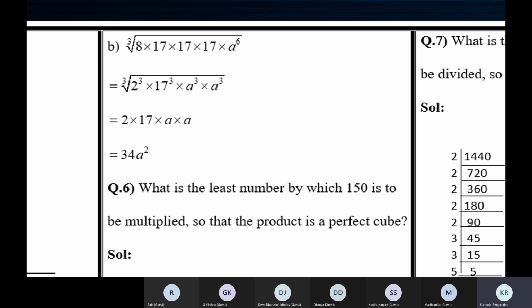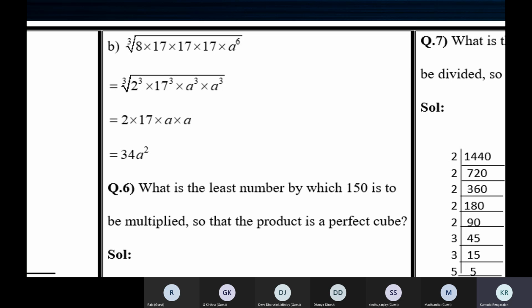What do we get? 150 into 30. What do we get? 4,500, ma'am. Yeah, now do you think 4,500 is a perfect cube? No, ma'am, because it ends with only 2 zeros. A perfect cube cannot end with 2 zeros.